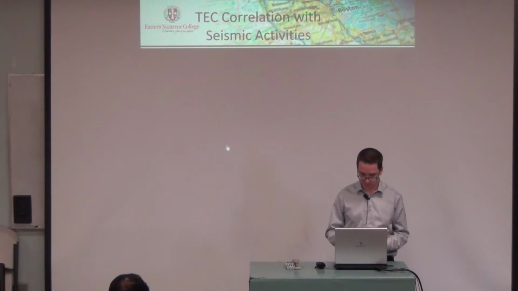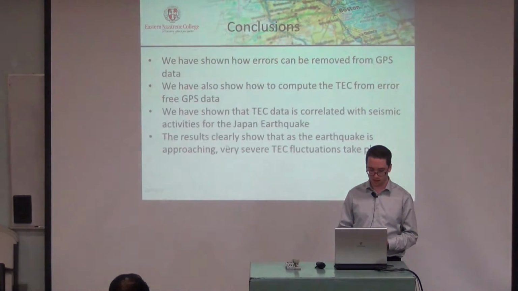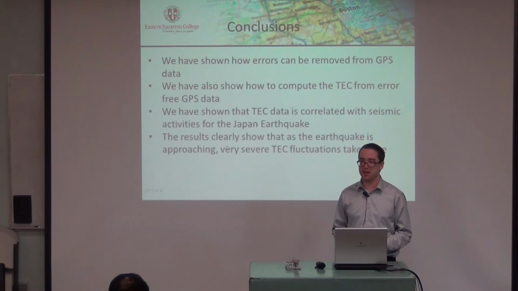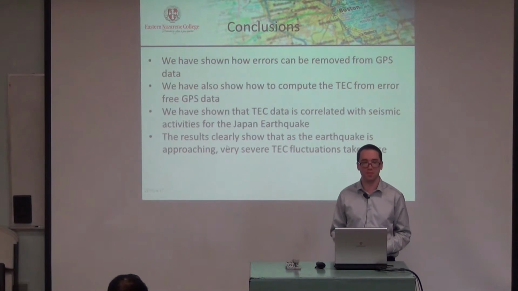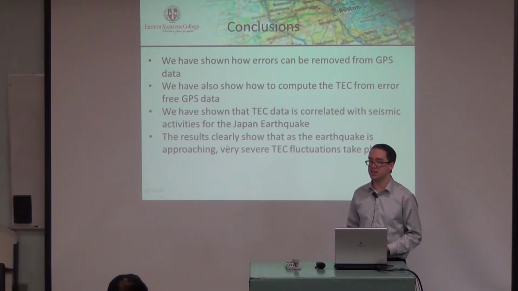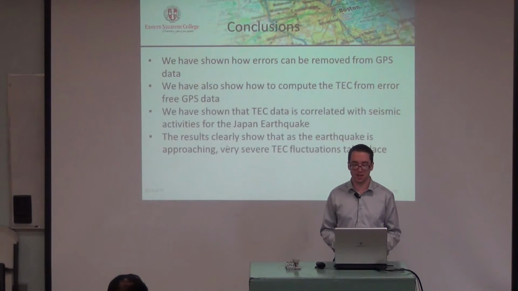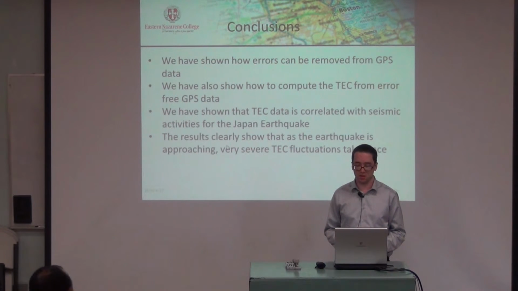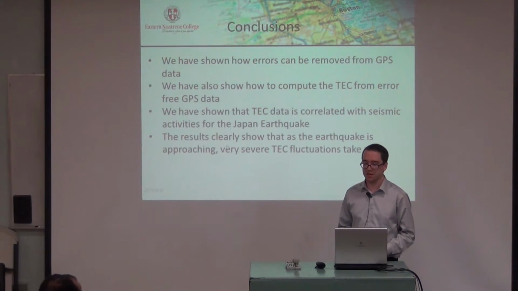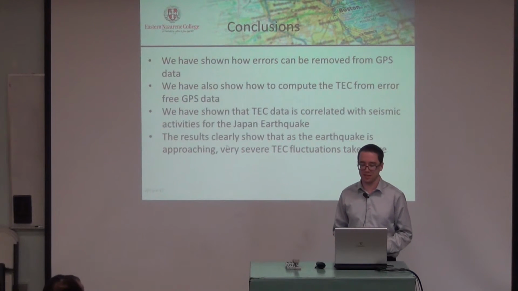So now, wrapping up my conclusions, I basically showed how errors can be removed from the GPS data. I also showed how to compute the TEC data from error-free GPS data. I also showed that the TEC data is correlated with seismic activities for the Japan earthquake, and these results clearly show that the earthquake is approaching under very severe TEC fluctuations that take place.